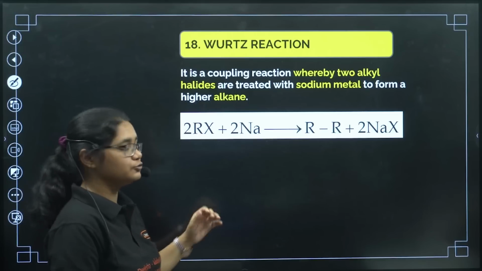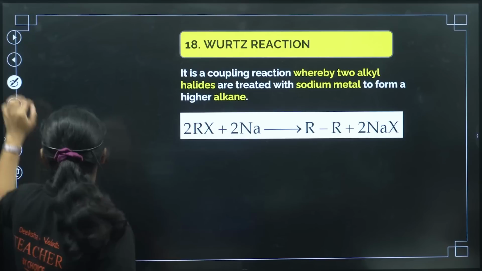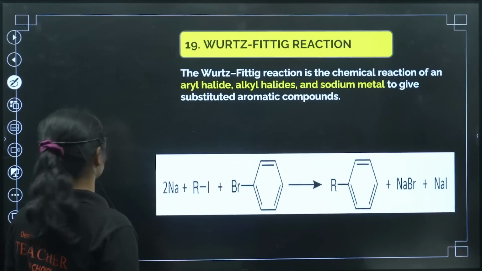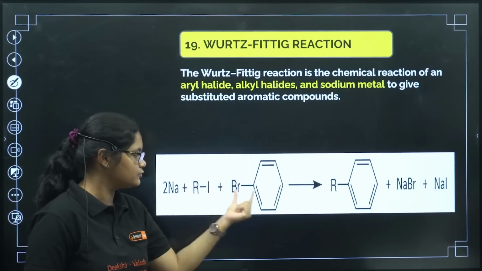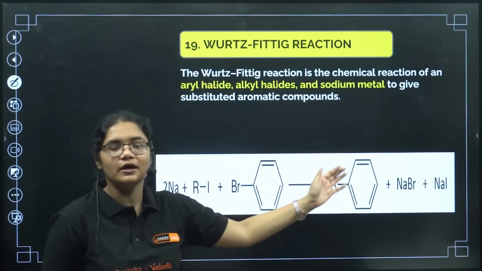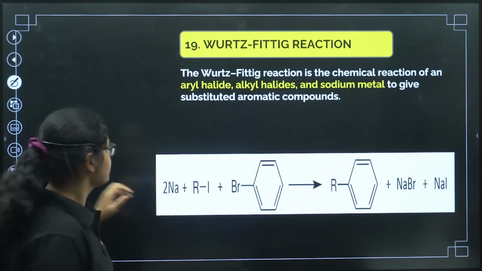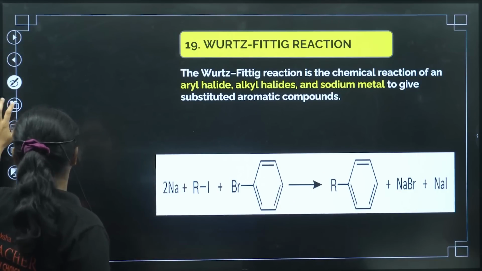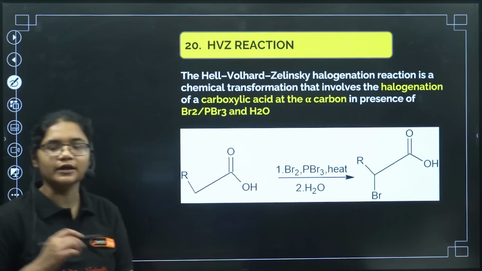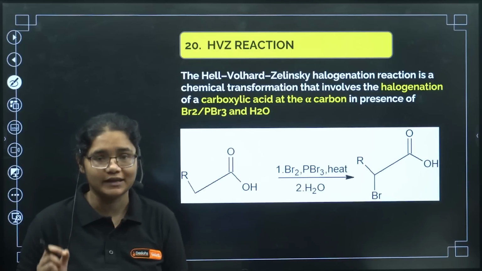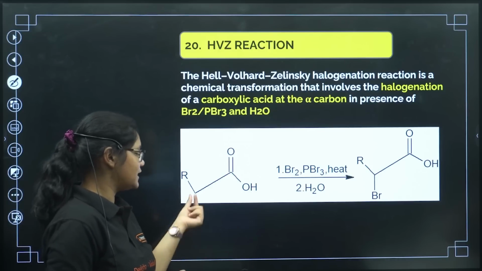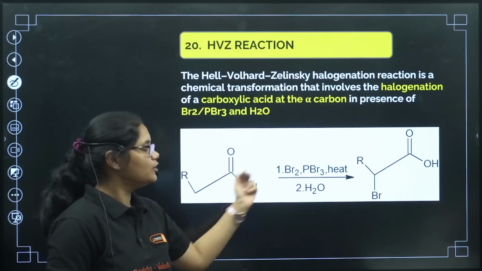So it is basically used to double the number of carbons. Next we have, after Wurtz reaction, Wurtz-Fittig reaction. So here you have to use one haloalkane and one haloarene, and they will react to give you alkylarenes. Okay. Next we have HVZ reaction. So here I need alpha hydrogens. If there is alpha hydrogen in a carboxylic acid, if you use X2 and red phosphorus, that will convert this H present in the alpha carbon to an X group.